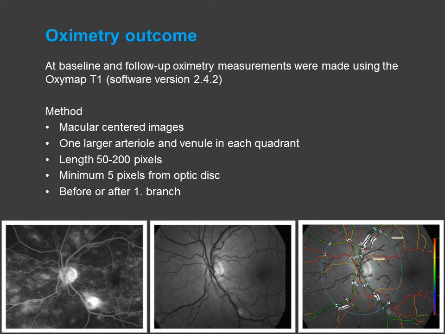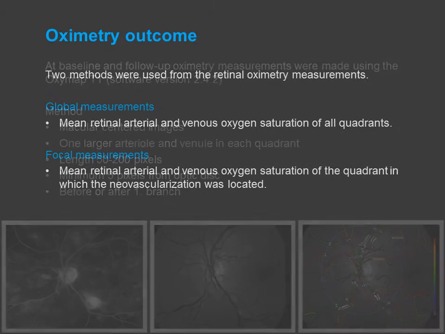And just to say, I didn't start the measurements just at the optic disc edge, but 5 pixels from the optic disc edge. If the length of this segment was under 50 pixels before the first branch, a segment after first branching was chosen. So we did the oximetry measurements at the follow-up and baseline images.